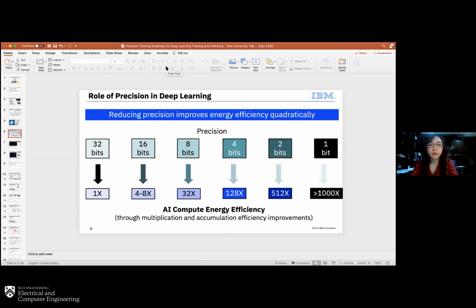But there may be applications specifically focused on the edge, for example, that could benefit a lot more from just 8-bit fixed point if you don't need to do any retraining. Yeah, okay, thank you.